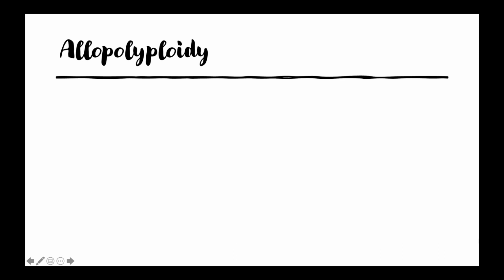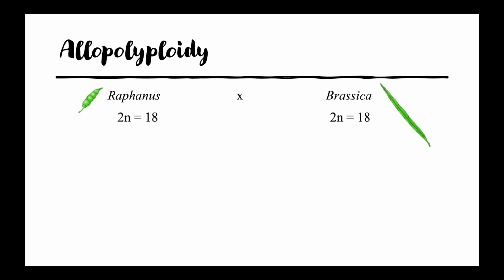A real-life example of allopolyploidy is the cross between 2 members of the mustard family, Raphanus and Brassica. Raphanus and Brassica are both diploid with 18 chromosomes. However, since Raphanus and Brassica are from 2 different species, we designate the sets of chromosomes of the 2 species by using 2 different letters. Raphanus AA, Brassica BB, because they are both diploid.